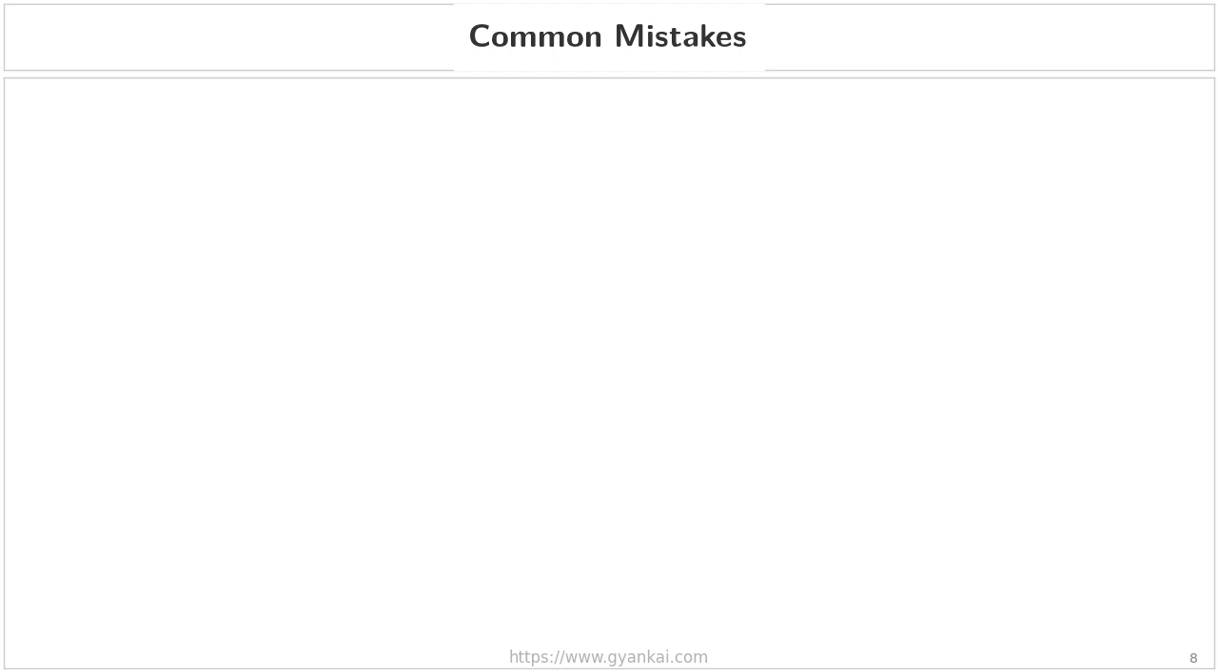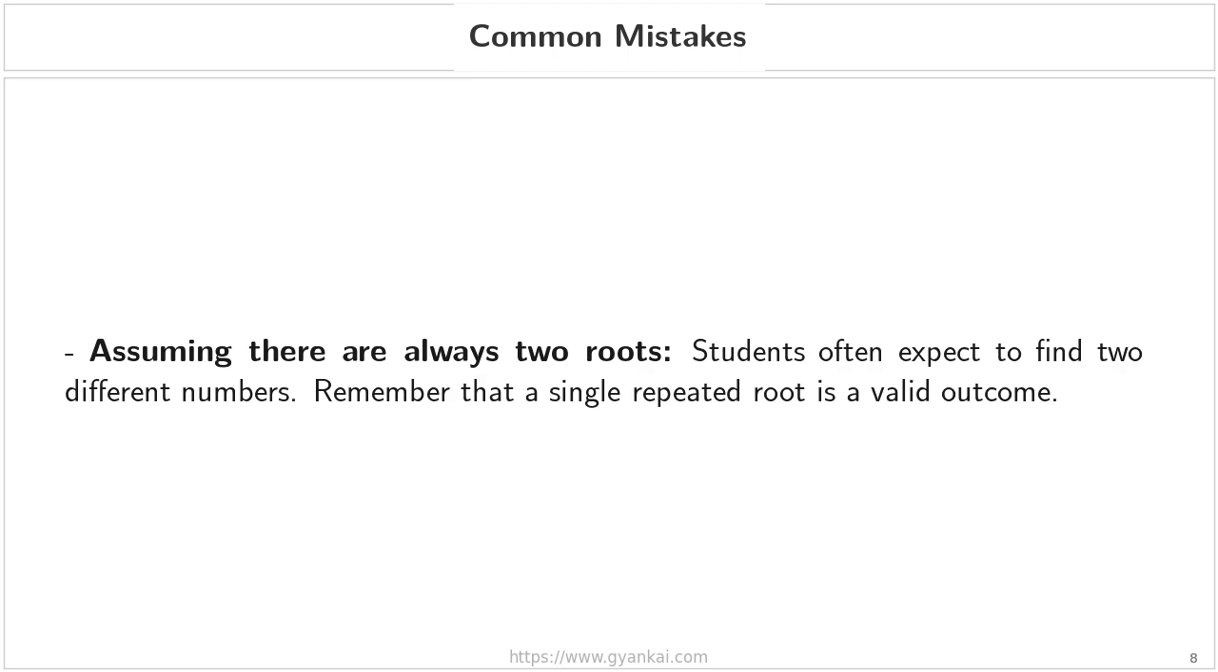Common mistakes. First, be careful not to assume that there are always 2 different roots. After seeing our examples of 2 distinct roots, a repeated root, and no real roots, it's easy to fall into the habit of expecting two different numbers every time. However, as we discussed in the slide regarding repeated roots, a single value can actually be a valid outcome when the quadratic is a perfect square. So, don't be surprised if you only find one value for x.